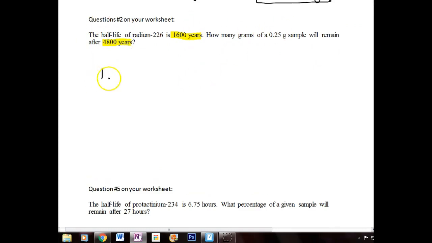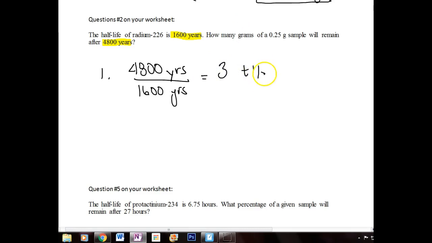So again, first step, we're going to determine how many half-lives it's gone through. We're going to take our time elapsed, which is 4,800 years, and divide it by its half-life, which is 1,600 years. Notice both of those are the same units, so they can cancel out. So 4,800 divided by 1,600 tells me this has undergone 3 half-lives. Okay, that's step 1.